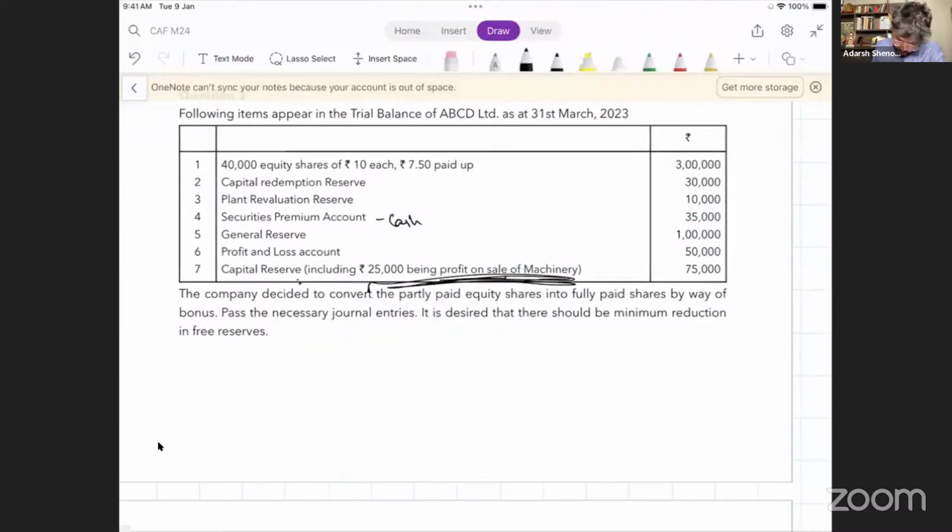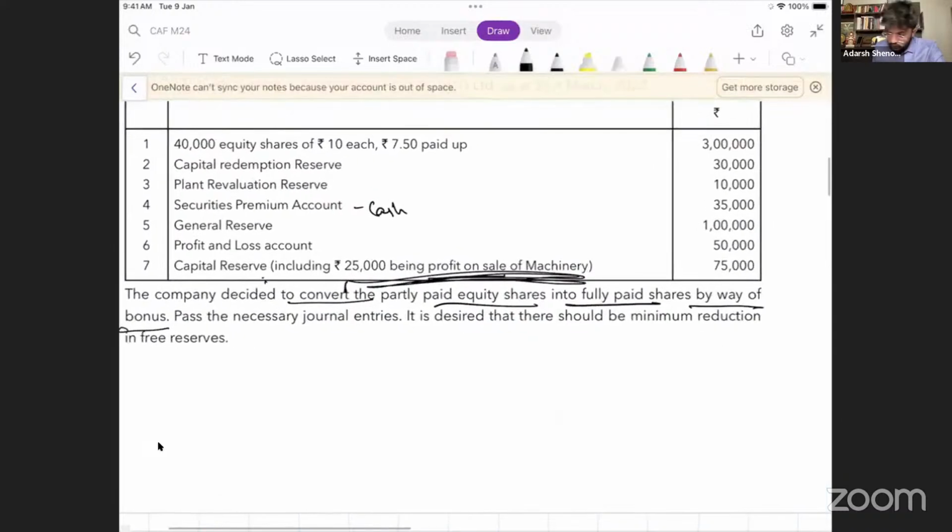Now let's see what the company is doing. The company decided to convert the partly paid equity shares into fully paid shares by way of bonus. So they're just converting. They are not issuing new shares. They're just converting these shares. 10 rupees share, 2.5 is yet to be paid. So 2.5 into 40,000, how much do we need? We need 1 lakh of reserves. Okay.